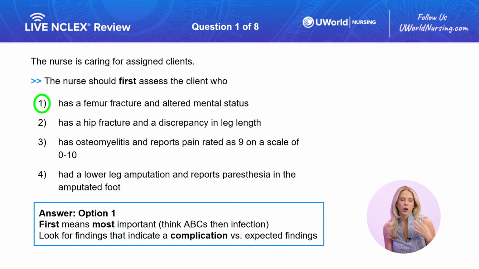Options 2, 3, and 4 are going to be expected findings, therefore they're not our priority. So if you have a hip fracture, we expect there to be a discrepancy in that leg length. 3, osteomyelitis and reports pain as a 9 on a scale of 0 to 10. This is going to be expected. Unfortunately, this is a very painful condition. We can treat pain later, but we have to tend to this emboli first and foremost.